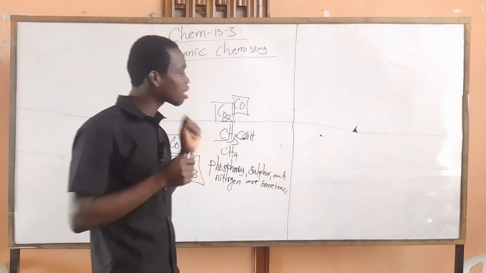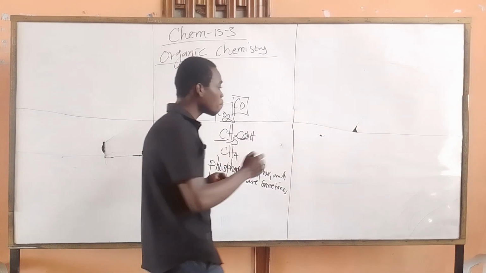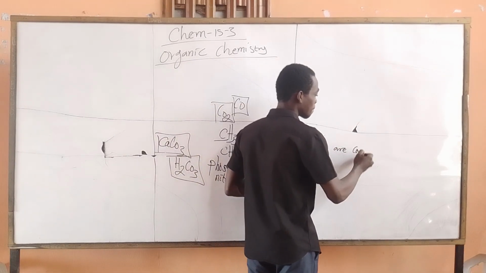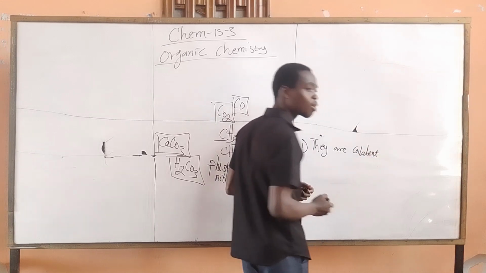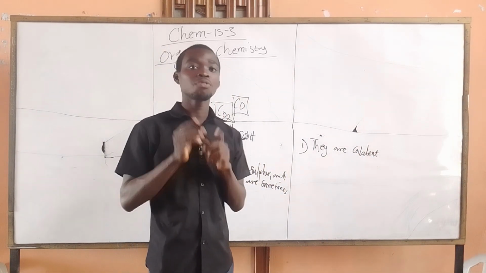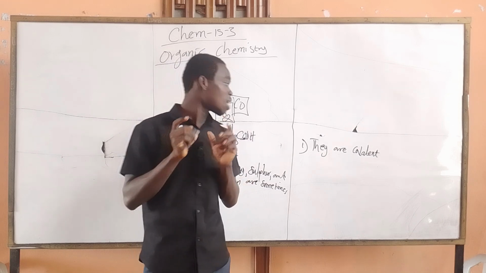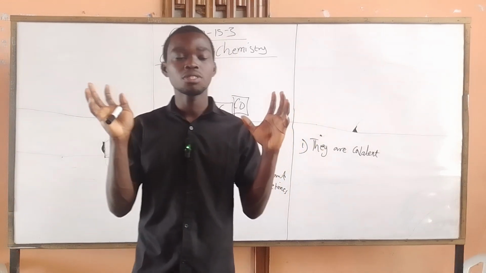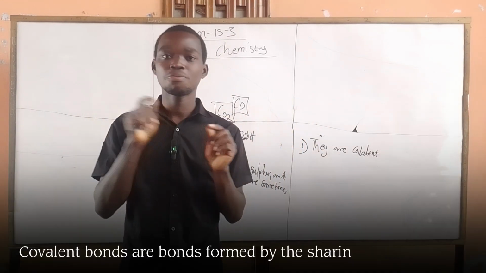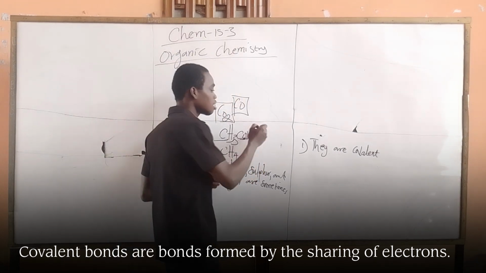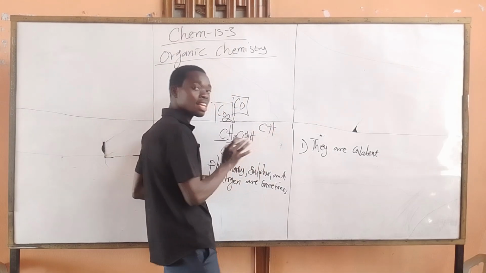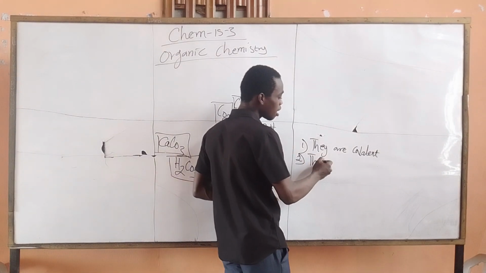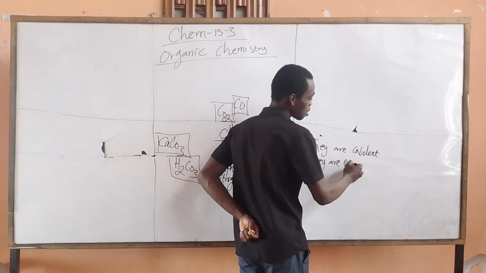Now, let's talk about the characteristics of organic compounds. Number one characteristic is they are covalent in nature. Now, in our video lesson, we talked about covalent bonds. And we said covalent bonds are bonds formed by the sharing of electrons. So, in organic compounds, they share electrons, so they are covalent in nature. Number two, they are usually non-metals.